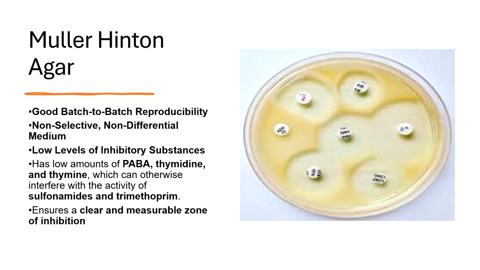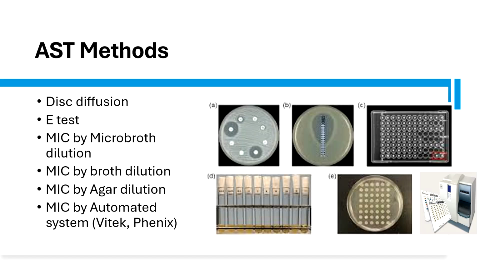Muller-Hinton agar is generally used for this, and there are certain reasons for that. It has excellent batch-to-batch reproducibility. It is a non-selective and non-differential medium, has a low level of inhibitory substances, and ensures a clear and measurable zone of inhibition. Based on that, you can interpret with the breakpoints whether the organism is susceptible, intermediate, or resistant to that particular antibiotic.